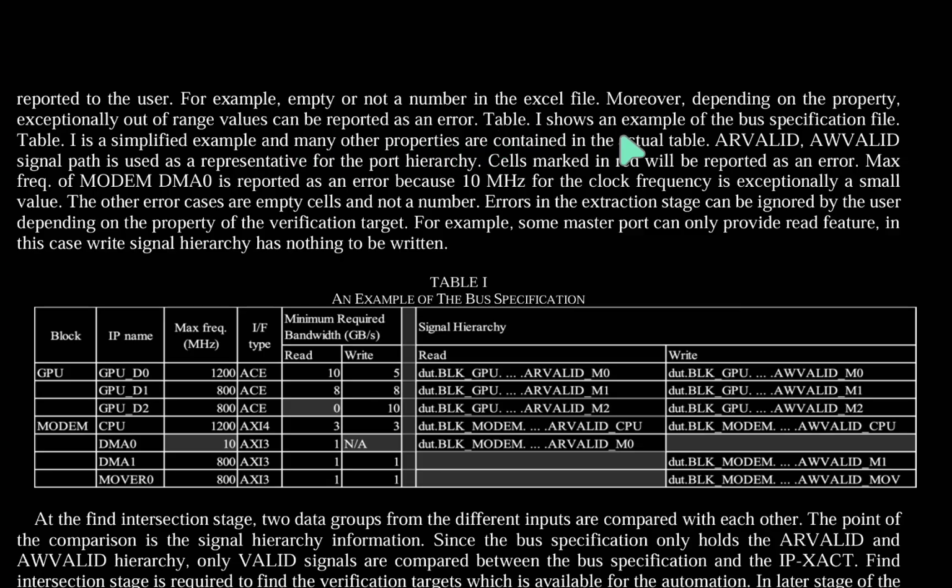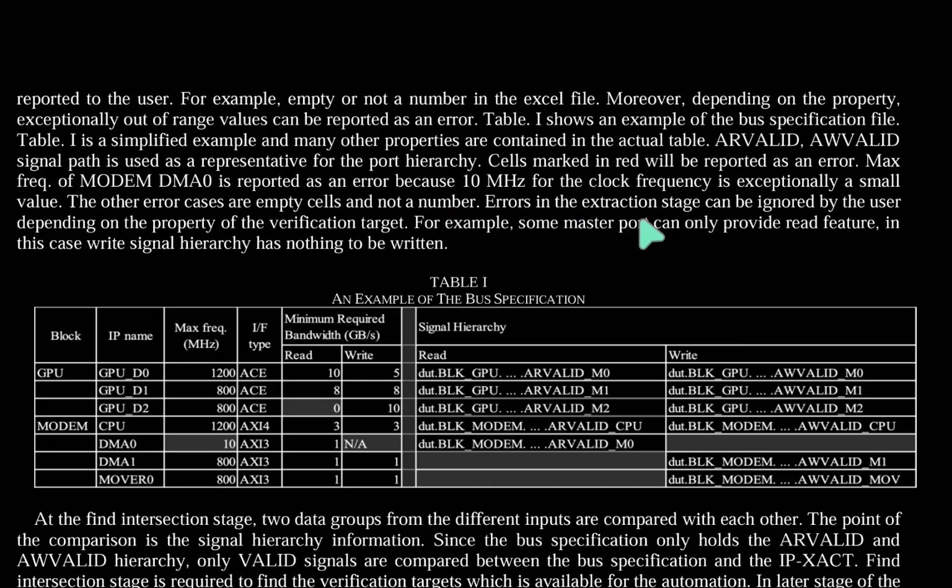Table 1 shows an example of the bus specification file. Table 1 is a simplified example, and many other properties are contained in the actual table. The ARVALID and AWVALID signal paths are used as representatives of the port hierarchy. Cells marked in red will be reported as an error. The clock frequency of the modem TMA0 is reported as an error because 10 MHz for the clock frequency is exceptionally small. The other error cases are empty cells and not-a-number cells.